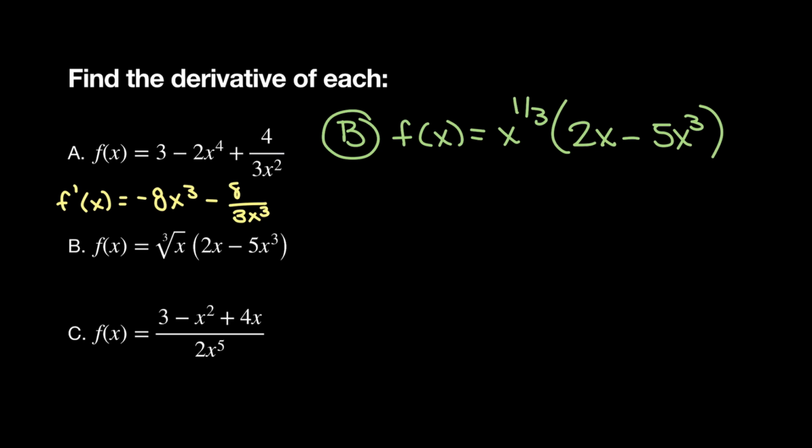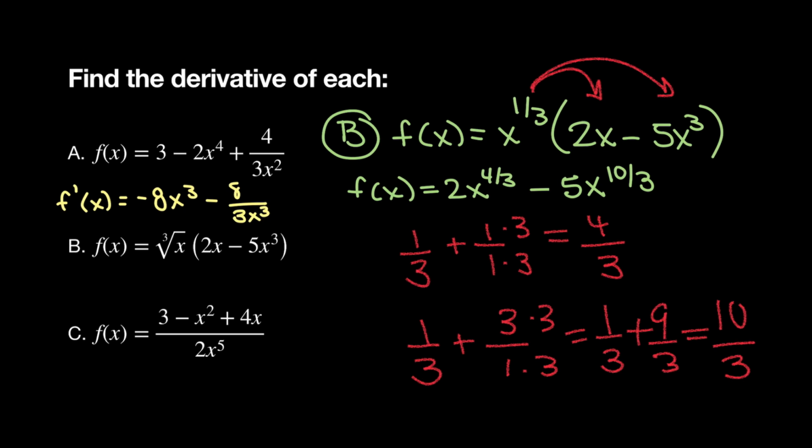Most of the time, it's going to be easier to work with a sum or a difference instead of a product or a quotient. So this problem, we have this cube root of x. That's the same thing as x to the 1/3. And that's being multiplied by 2x minus 5x to the third. So what I'm actually going to do here is I'm going to distribute the x to the 1/3, and then I'll no longer have a product. I'll just have a difference of 2 terms.